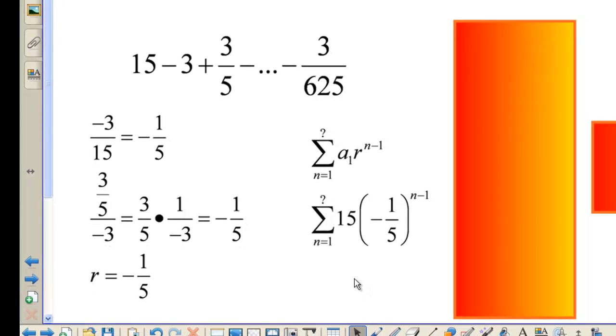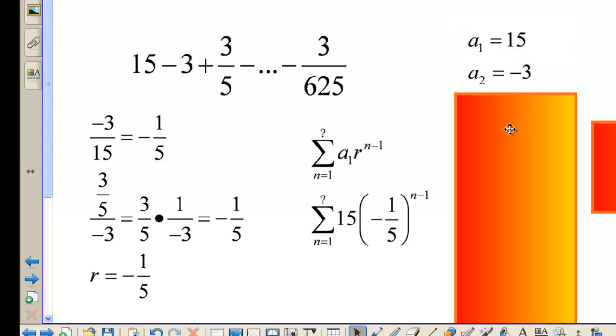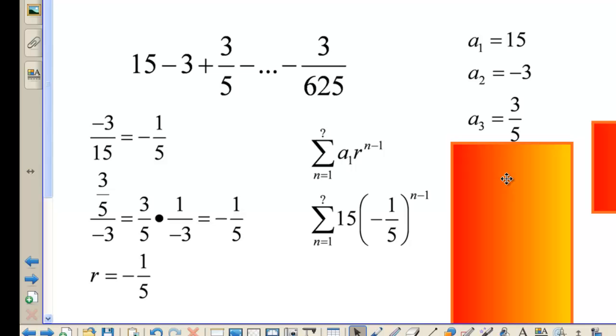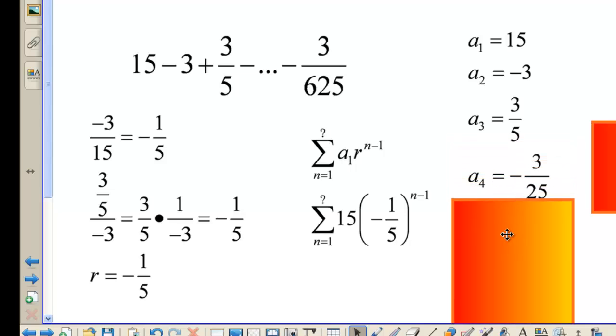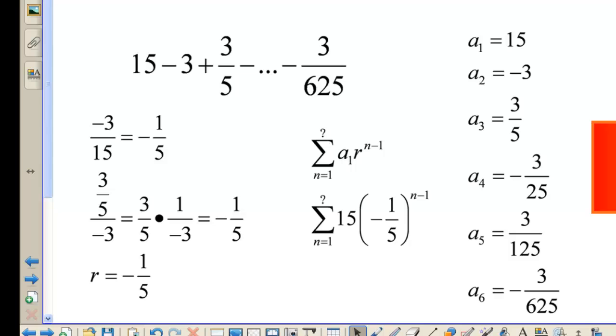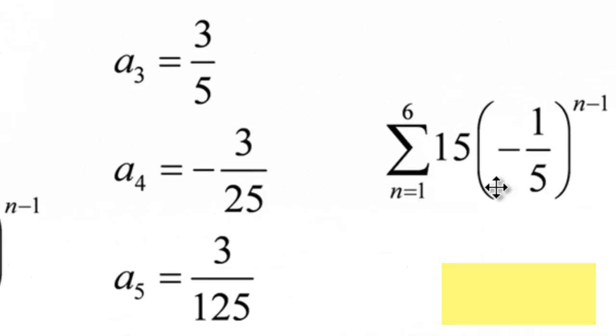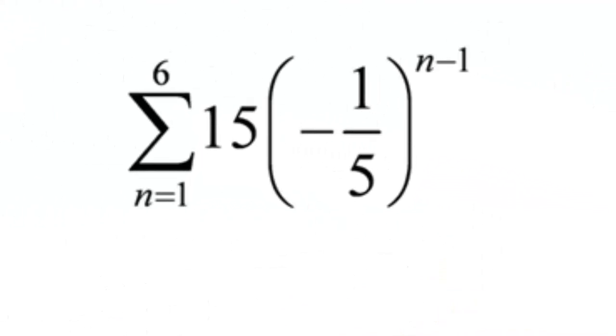So what I have to do is figure out that upper bound, which you might be able to think through in your head, but I'm on a video, so I want to show you concretely what's going on. If you think about it, a sub 1 is 15, a sub 2 is negative 3, a sub 3 is 3/5, then a sub 4, I would take 3/5 times my common ratio of negative 1/5 to get negative 3/25. A sub 5 would then be 3/125 when I multiply that result by negative 1/5. So it would take me to 6 terms in order to get negative 3 over 625. So that means my upper bound would be 6.